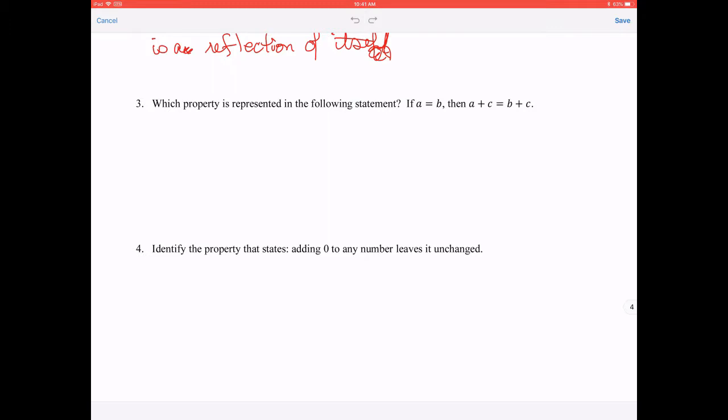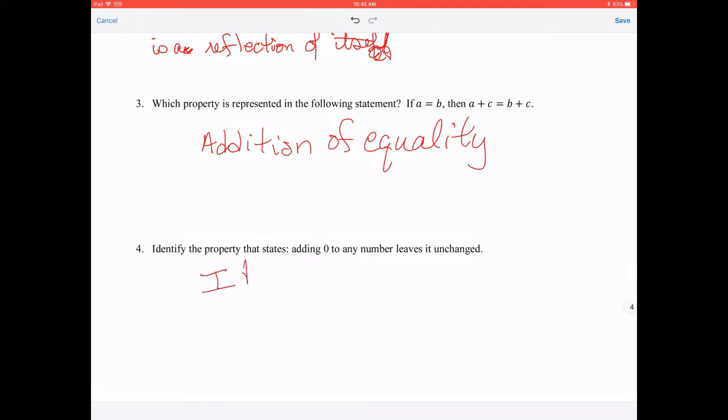Which property represents the following statement? A equals B, then A plus C equals B plus C. Well, that would be the addition property of equality, correct? Identify the property that states that adding 0 to any number leaves it unchanged. Well, isn't that the identity of addition?